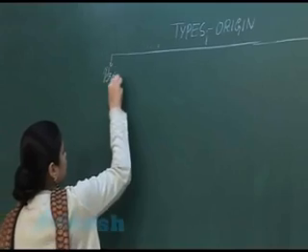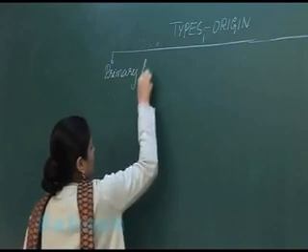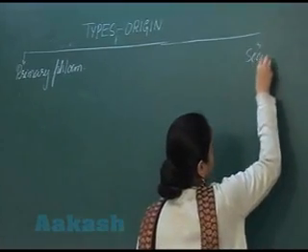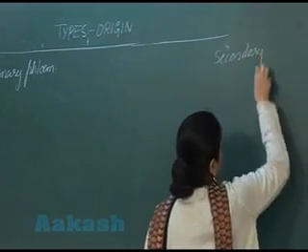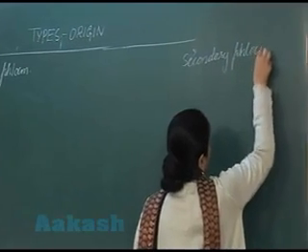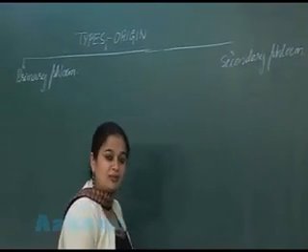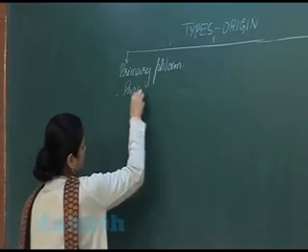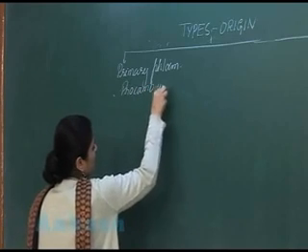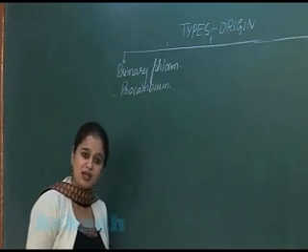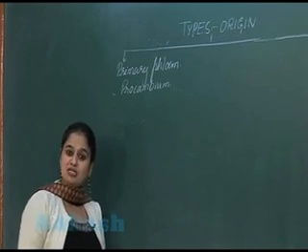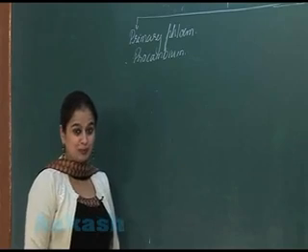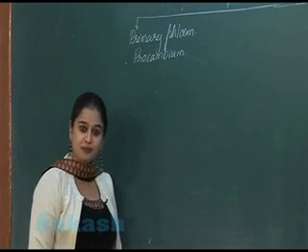Primary phloem and secondary phloem. Now the primary phloem is that phloem which is formed by procambium when there is formation of primary parts of the plant. When the primary parts of the plant are forming, at that time the phloem which is formed by the procambium is known as primary phloem.